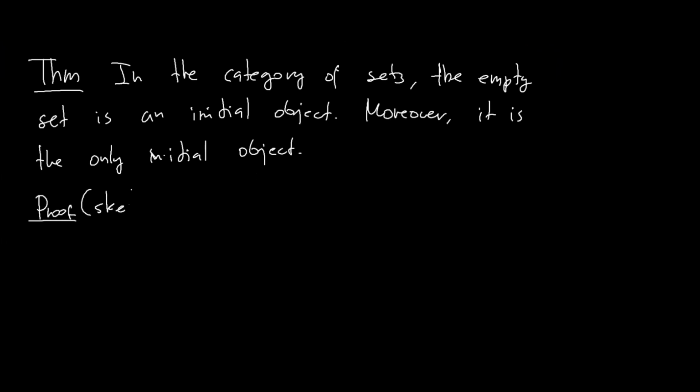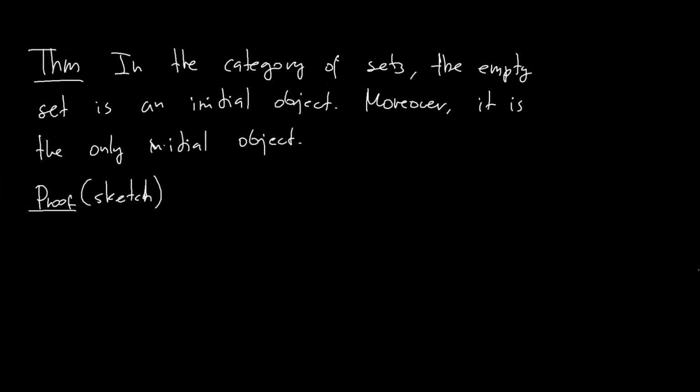Let's at least sketch the proof. In the category of sets, being initial means that for every other set C, there must exist a unique function H from the empty set to C. Is that true? Now you might wonder, how can that be true? How can there exist a function when there is nothing here, right? Well, there is a formal definition of a function according to which H will exist, but there is also an intuitive definition according to which it will exist.